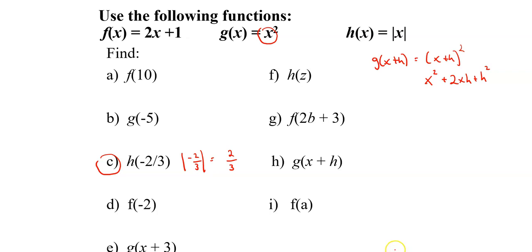All right, look at letter D. Letter D says f of negative 2. So which function do I use now? I use this one over here. So I get 2 times negative 2 plus 1. Negative 4 plus 1 is negative 3. One more. Let's look at f of a. F of a is replace the x with whatever is in the independent variable spot, which in this case is just replacing an x with an a. So I get 2a plus 1.